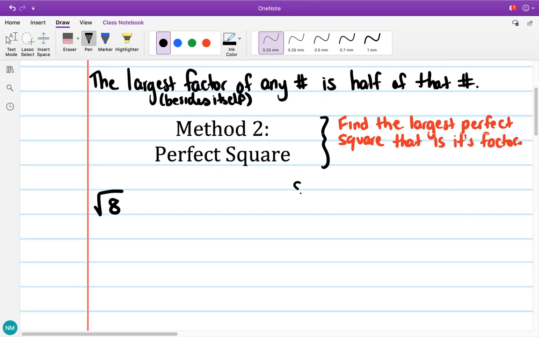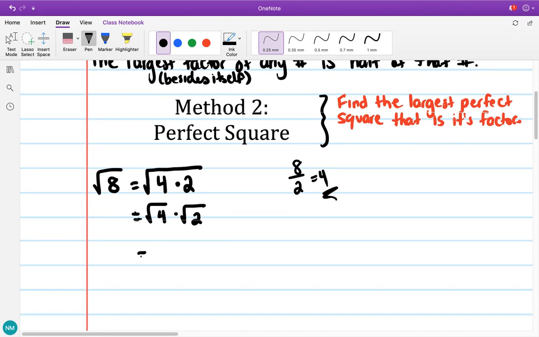So the first thing I'm going to do is cut it in half, because I know that half of it, 8 over 2, is 4. That is where I'm going to start. Is 4 a perfect square? Yes, and it is a factor of 8. So the square root of 8 is the same thing as saying the square root of 4 times 2. So I could even rewrite this as the square root of 4 times the square root of 2. And the square root of 4 is 2 root 2.